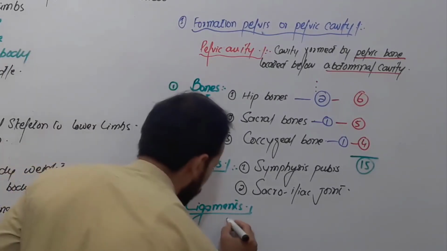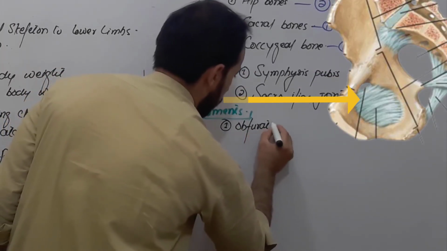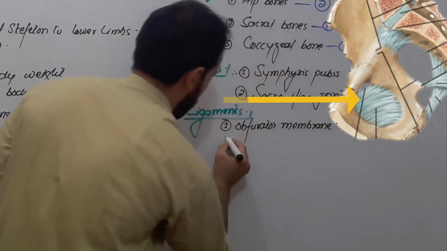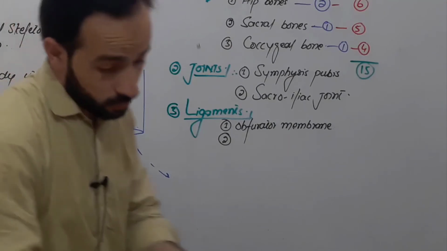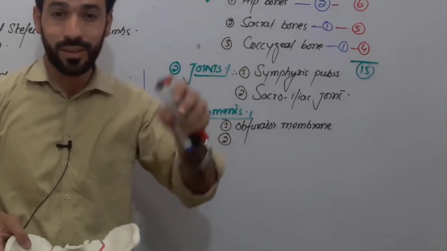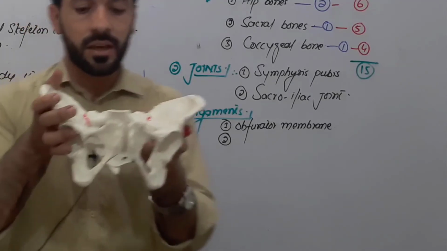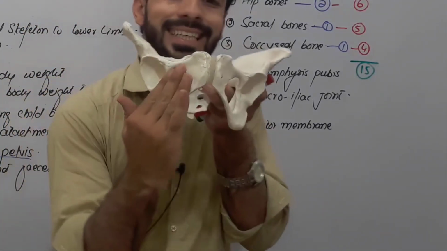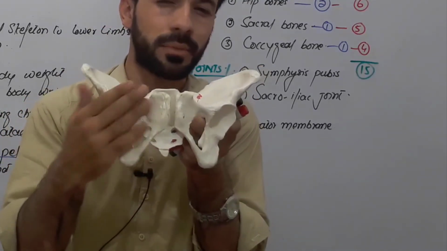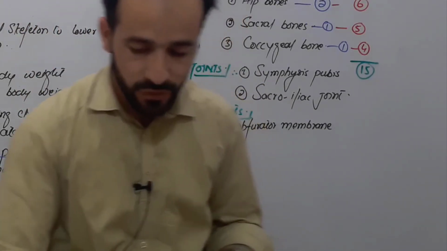So what are those? The first one is your obturator membrane. Then the second one, and friends, I'm showing these membranes or these ligaments in the diagram. You can see them on the corner of this video. So the obturator membrane is present here, and it makes a membrane in the obturator foramen, around the obturator foramen. I will discuss it later, don't worry guys.